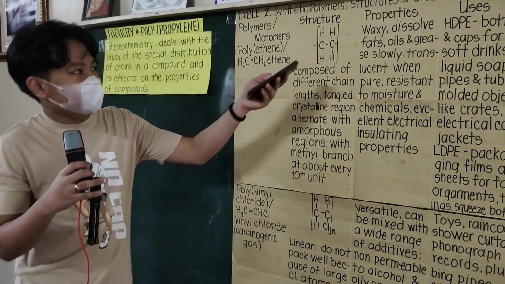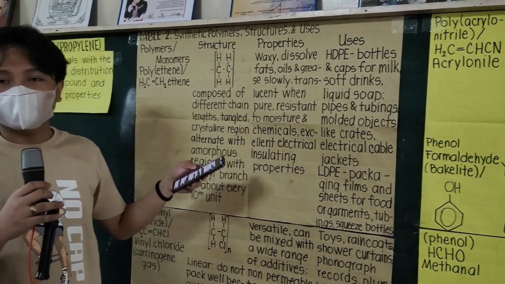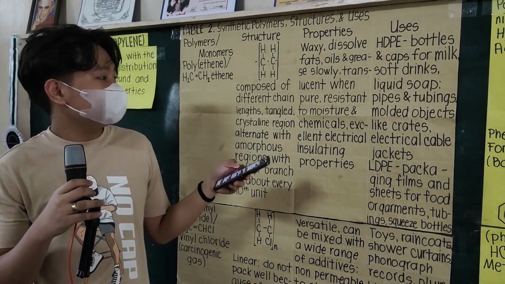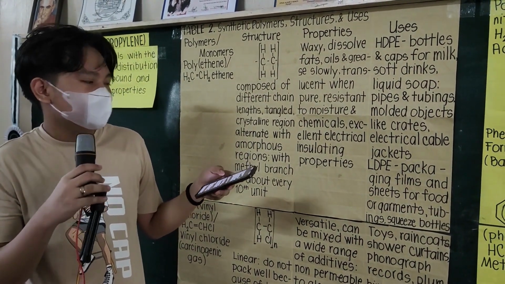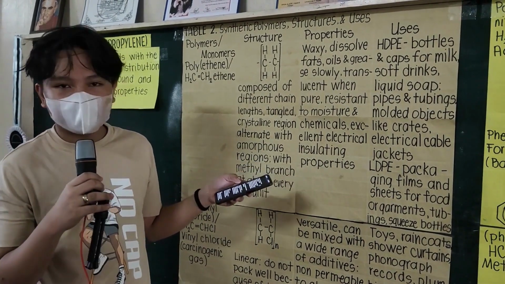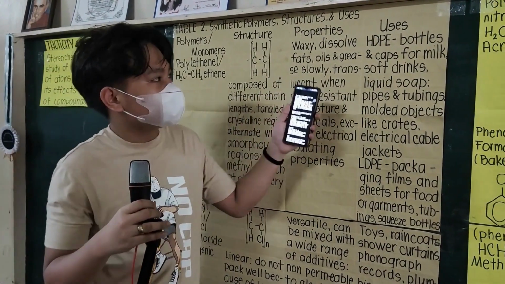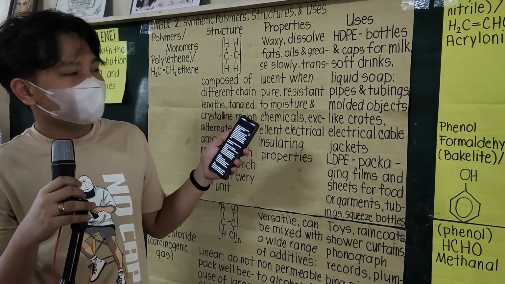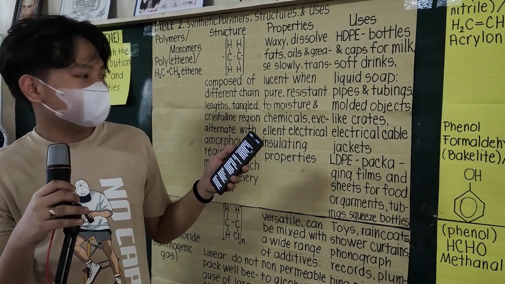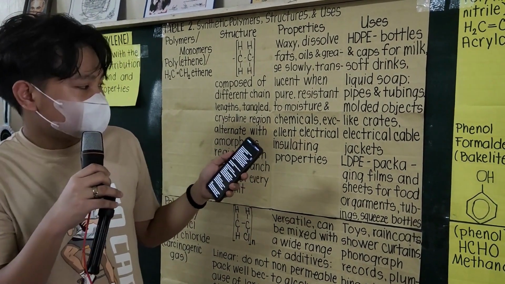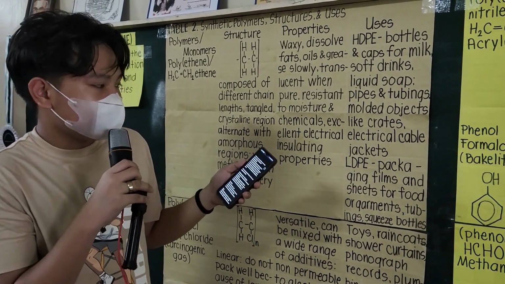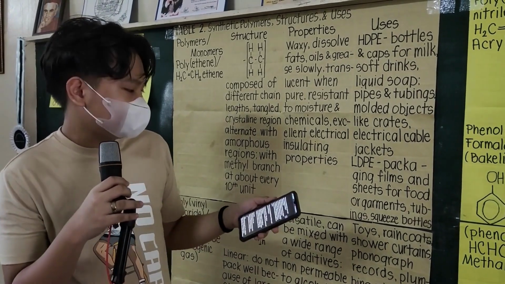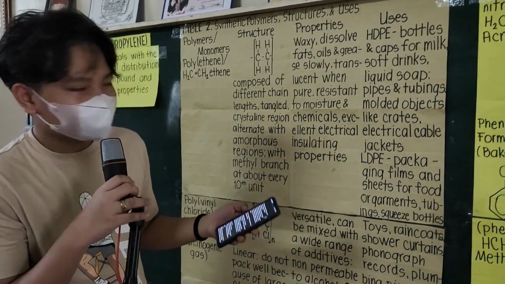Here we can see its properties: waxy, slowly dissolved by fats, oils, and grease, translucent when pure, resistant to moisture and chemicals, and with excellent electrical insulating properties. Here we can see its uses. For HDPE, it's bottles and caps for milk, soft drinks, and liquid soap, pipes and tubings, molded objects like crates, and electrical jackets. For LDPE, we have packaging films and sheets for food and garments, tubings, and squeeze bottles.